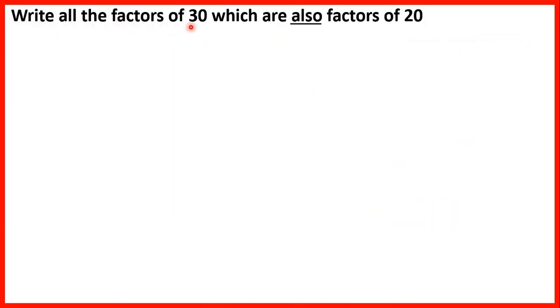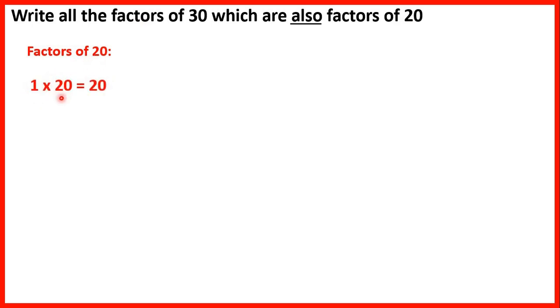Write all the factors of 30, which are also factors of 20. So we need the common factors of 30 and 20. Remember, a factor of a number is a number that you can divide that number by without leaving a remainder. So first, let's find the factors of 20. It's useful to think of factors in pairs.